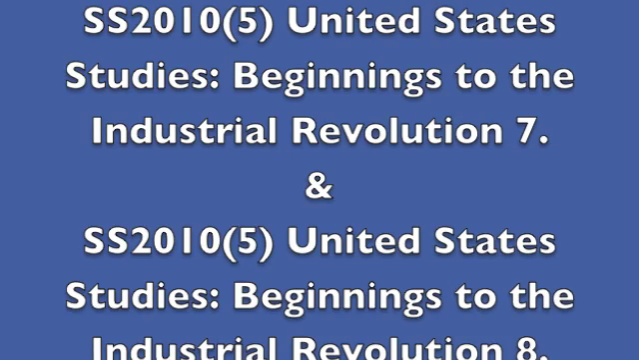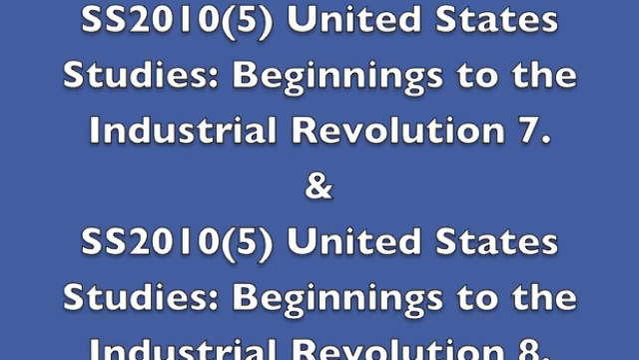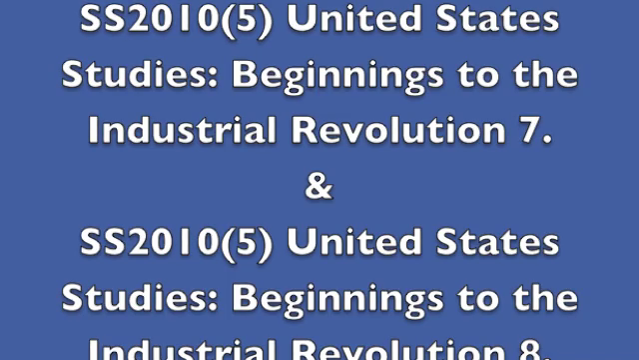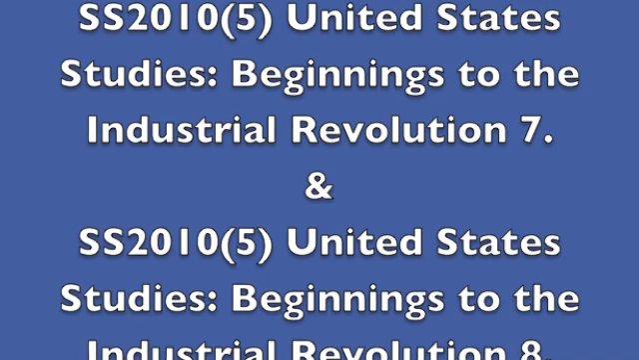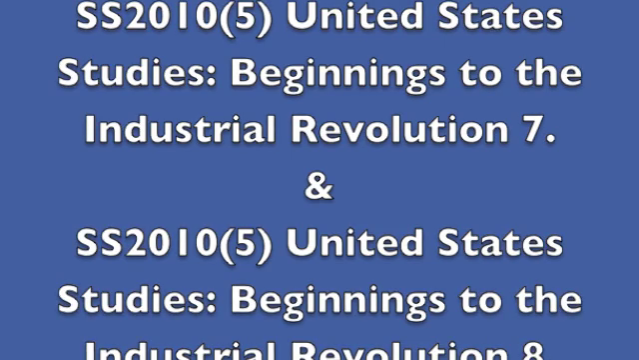Number 7 is defined as to determine causes and events leading to the American Revolution, including the French and Indian War, the Stamp Act, the Intolerable Acts, the Boston Massacre, and the Boston Tea Party. Number 8 states to identify major events of the American Revolution, including the battles of Lexington and Concord, Bunker Hill, Saratoga, and Yorktown.